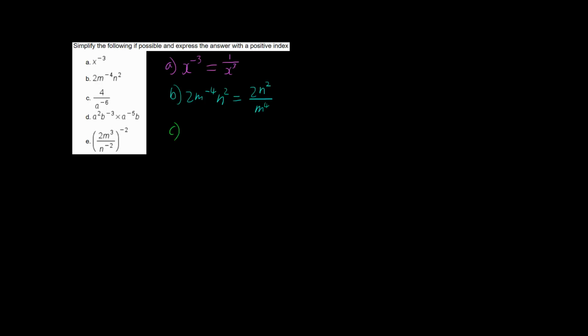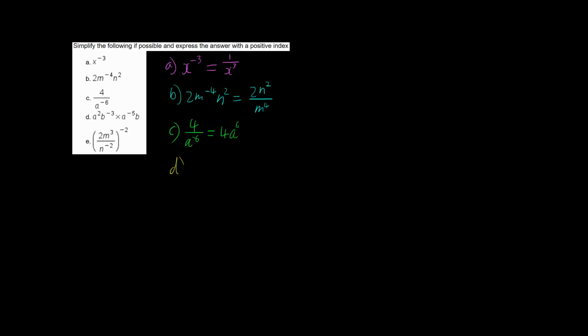Okay, having a look at part C now, if we have 4 over a to the negative 6, all we need to do is again write this with a positive index, which means write the a to the negative 6 as a to the positive 6 as its reciprocal. Considering it's on the bottom, it now moves up to the top, and we have 4a to the 6.